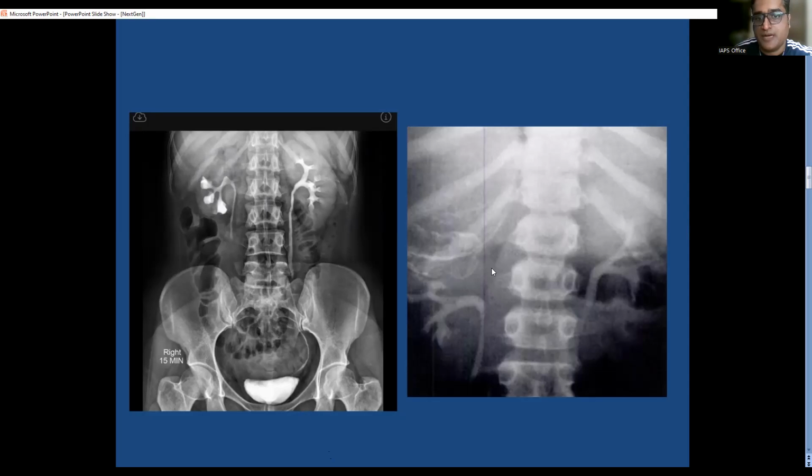While here you see a mass lesion with calcification. Here you see 2 prominent calyces very well. So there are no deficient calyces here. But there is a mass lesion in the suprarenal region, which is calcified. So this is a case of neuroblastoma, and this one is a case of duplex.